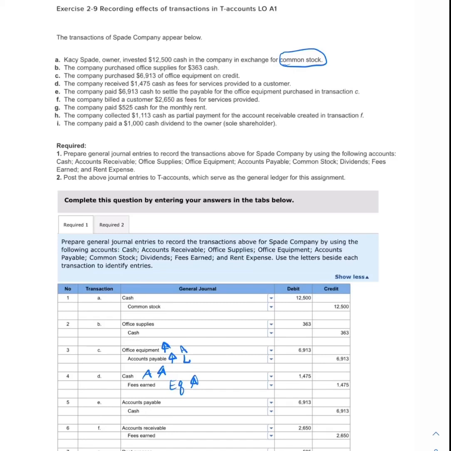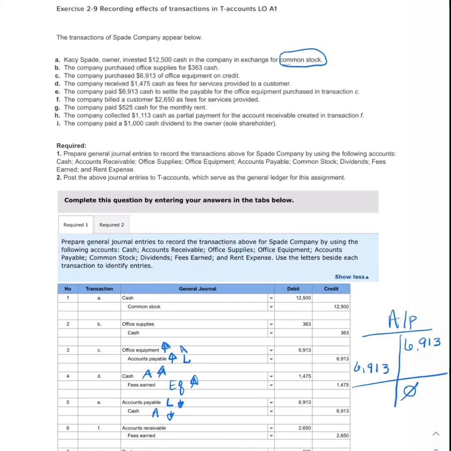with a credit. The next thing that we've got here is that the company paid $6,900 cash to settle the payable for the equipment purchased in C. So we are now removing that liability. So accounts payable is a liability, but it now needs to go down to zero. So if we were to look at the accounts payable T account, what we would see is that it began with a credit for $6,900. But on this date, we cleared that out with a debit for $6,900, thereby eliminating any balance in the accounts payable T account. So that accounts payable balance is going down, and the asset cash is also going down.